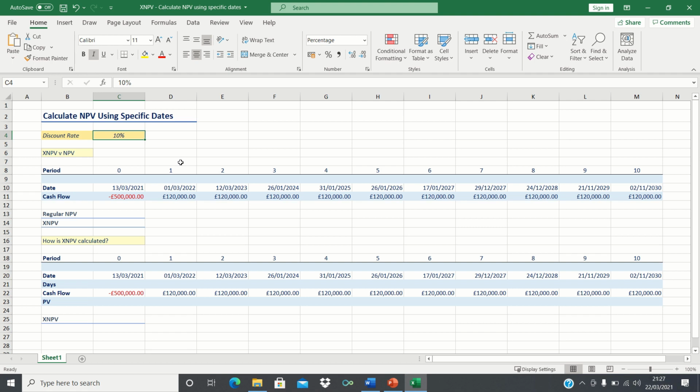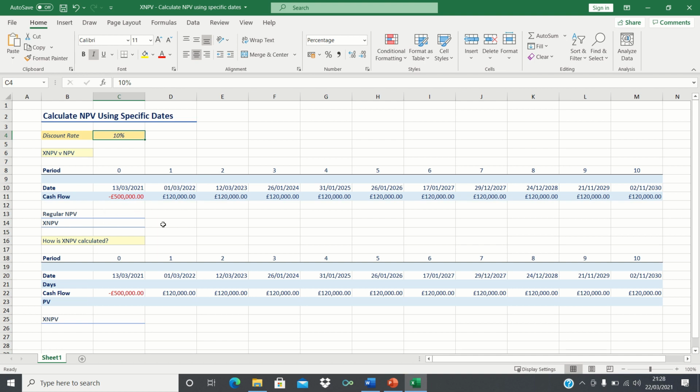A limitation of using this method is that it assumes all the time periods are equal. This will give a less accurate result if you're trying to calculate the net present value for a project that generates cash flows at different moments in time. To overcome this, we can use the XNPV function.